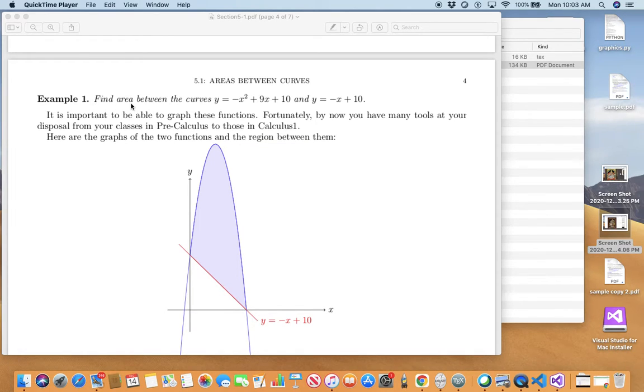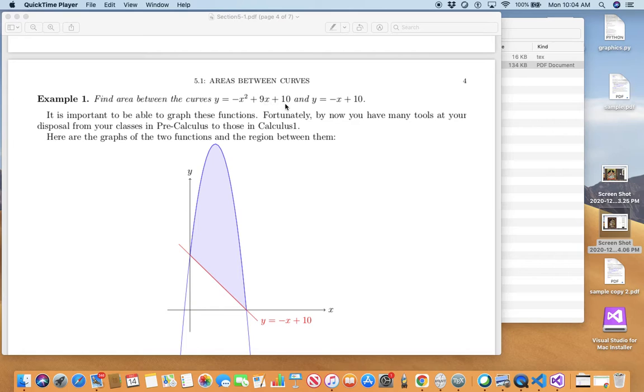Example 1, find the area between the curves y equals negative x squared plus 9x plus 10 and y equals negative x plus 10. Notice, to understand which function is above the other, it's important at least to be able to graph these functions when we can, right? Fortunately, by now we have many tools at our disposal from our classes in pre-calculus and those from calculus 1.